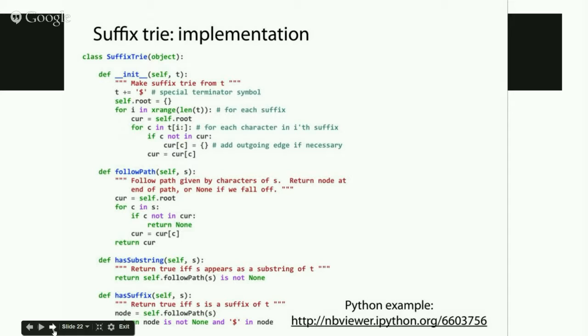And then you have a follow path function over there. You have a has substring function over there and has suffix function over there. So has suffix obviously answers the second question. Has substring answers the first question. And then follow path is what you will use to go and traverse the paths. And you call them in has substring and has suffix.